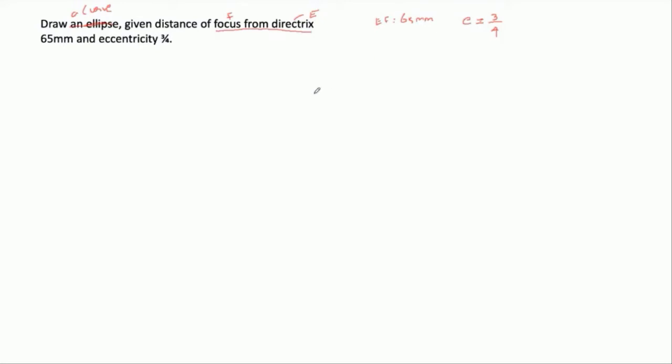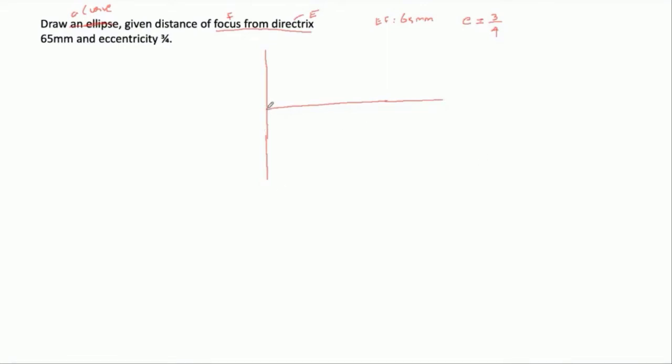So what we are going to do is construct a directrix first and foremost. Directrix is nothing but a fixed straight line. We are going to just construct a straight line. The next step is we are going to construct the major axis of the ellipse. So this we know as the major axis of an ellipse.